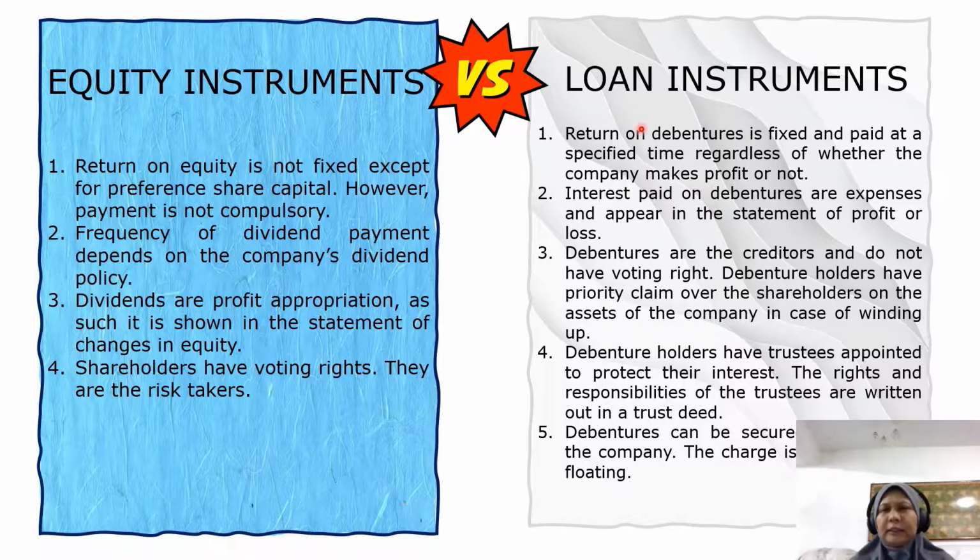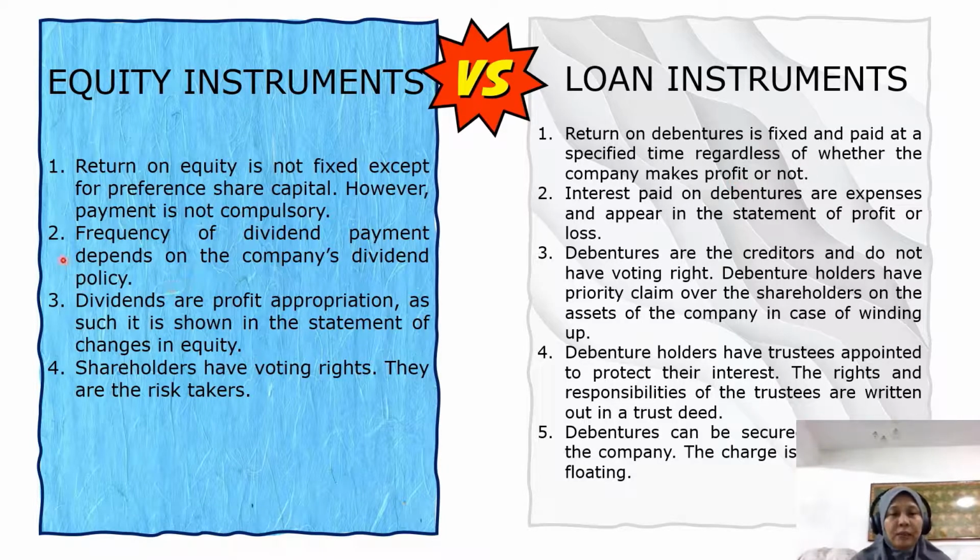However, for loan instruments, the return on debentures specifically, as well as redeemable preference share, loan stock, and any other loan instrument, is fixed and paid at a specified time, regardless of whether the company makes a profit or not. For equity, the payment is not compulsory, but for loan instruments it is compulsory, whether the company makes a profit or not.